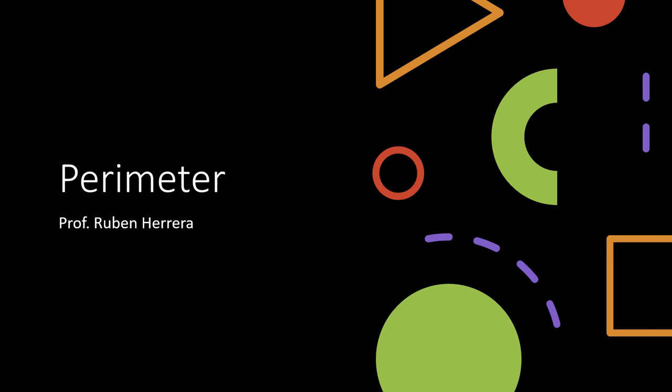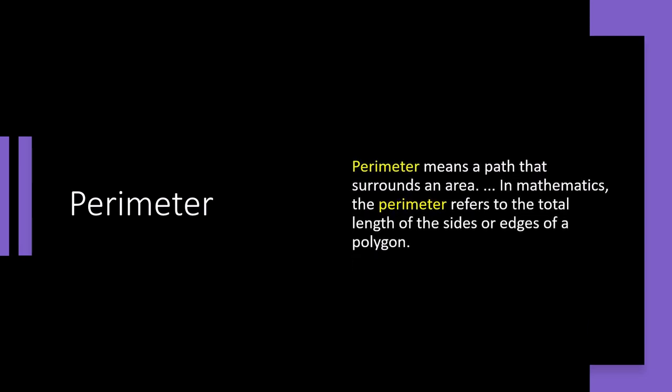And on this lesson, my friends, we are going to learn how to measure the perimeter. Okay, so let's get started. Let me start first by defining what a perimeter is. The perimeter means the path that surrounds an area. In mathematics, the perimeter refers to the total length of the sides or edges of a polygon.